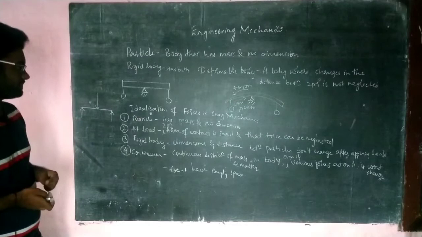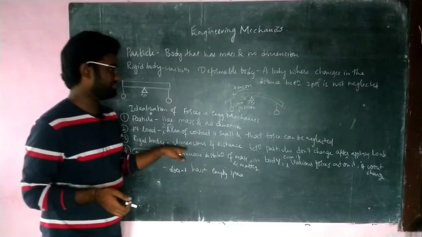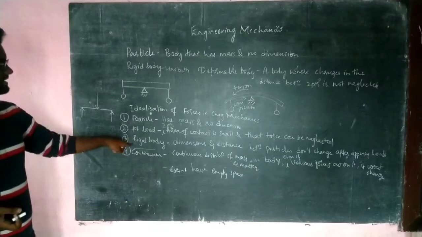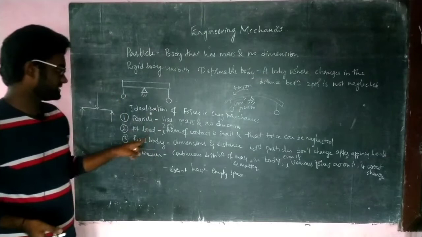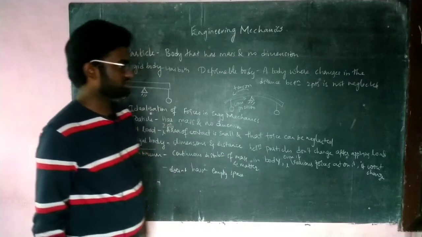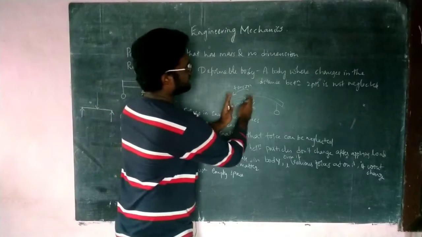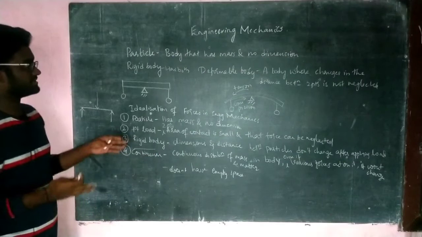Discussing the rigid body, what is a rigid body? In that, the dimensions and distance between two particles don't change even after applying any load. That is a rigid body, which we have already discussed. It has mass as well as dimension, but the important factor is that the distance between particles doesn't change even after the application of any load. But in the case of a deformable body, the distance between two points or two particles can change, while in a rigid body that is not possible.